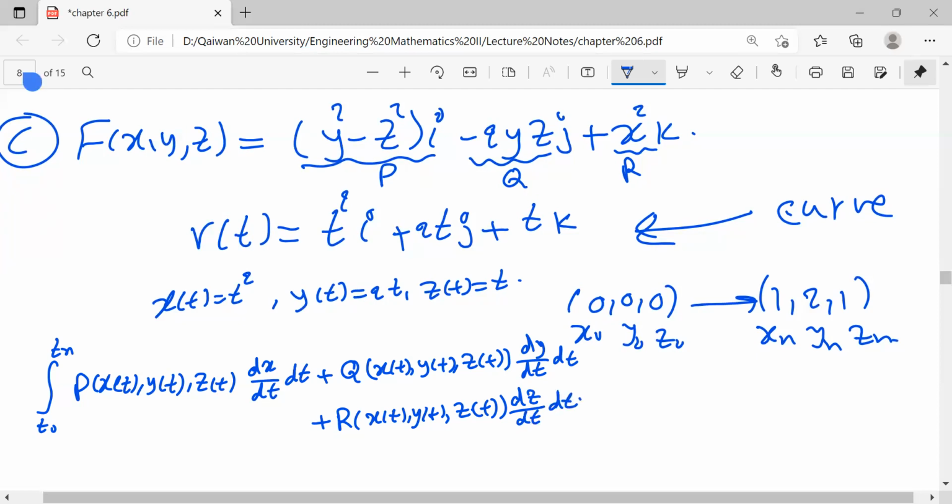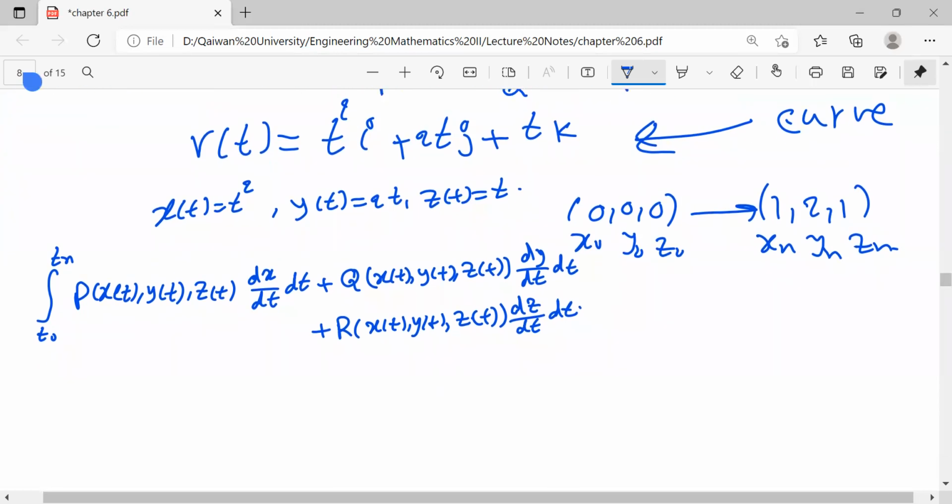So here we should find P, Q, and R as functions of t. And also we should find dx by dt, dy by dt, dz by dt. And also we are going to find t naught and tn.